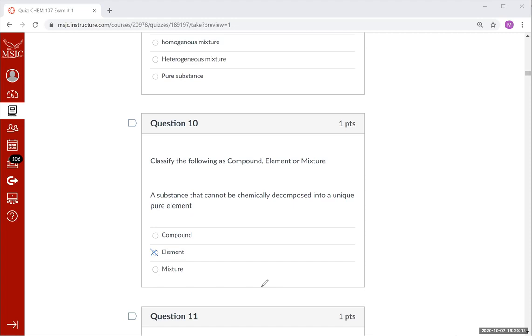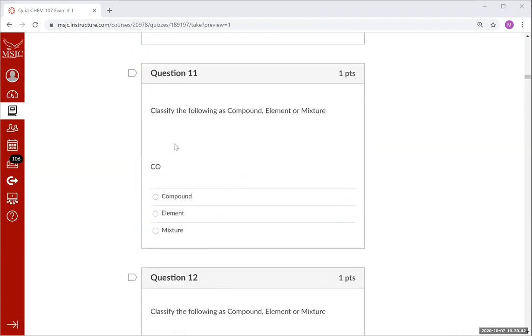Okay. Does that make sense? Yeah, thank you. Perfect. A mixture can be separated into its component pure substances, but those component pure substances are not necessarily the simplest elements. They could be compounds, etc. Does that make sense? Yes, thank you. Perfect. So let's look at question 11, CO.